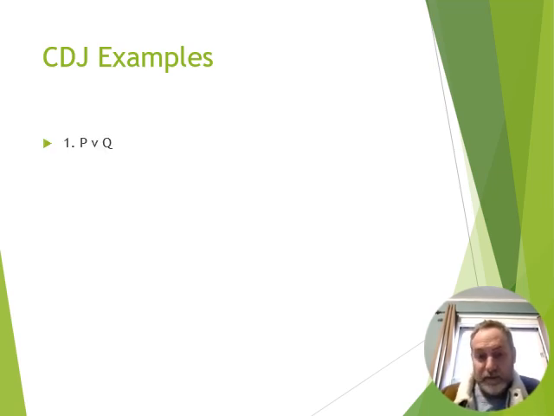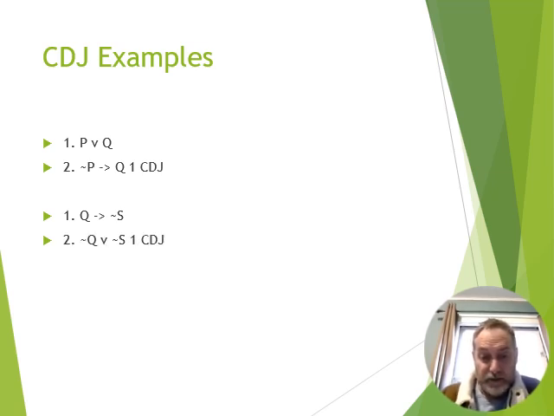So some examples of CDJ. If I had the disjunction P or Q, now none of it is negated, that's fine. I can still use CDJ. I could create the conditional, if not P then Q. If I had this conditional, if Q then not S, I can certainly turn that into a disjunction. It would be not Q or not S. So notice in each case, it's the left part that gets negated, the right part stays the same.